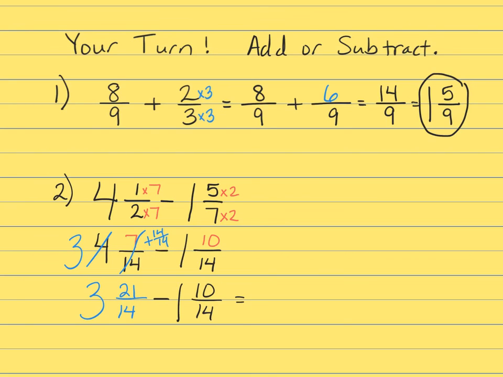We're ready to subtract. Our whole numbers, 3 minus 1 is 2. And then we have a common denominator, 14. And our numerators, 21 minus 10 is 11. We can't do anything else to reduce or simplify, so we're finished.